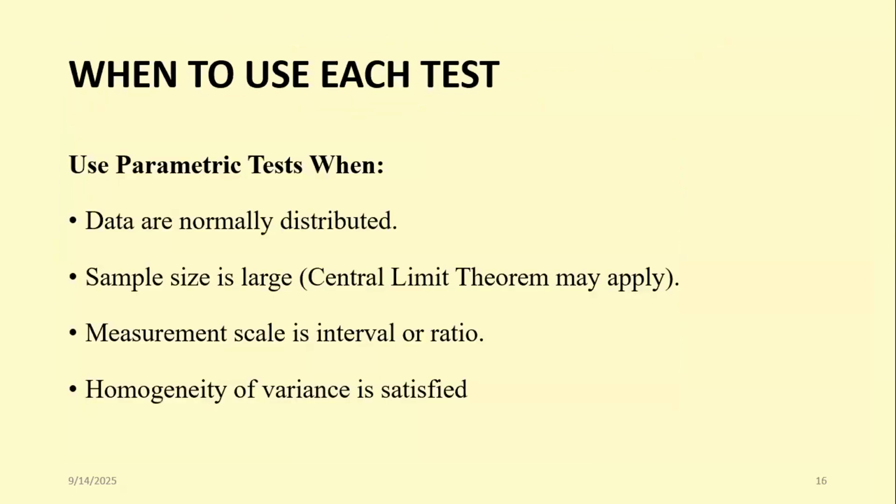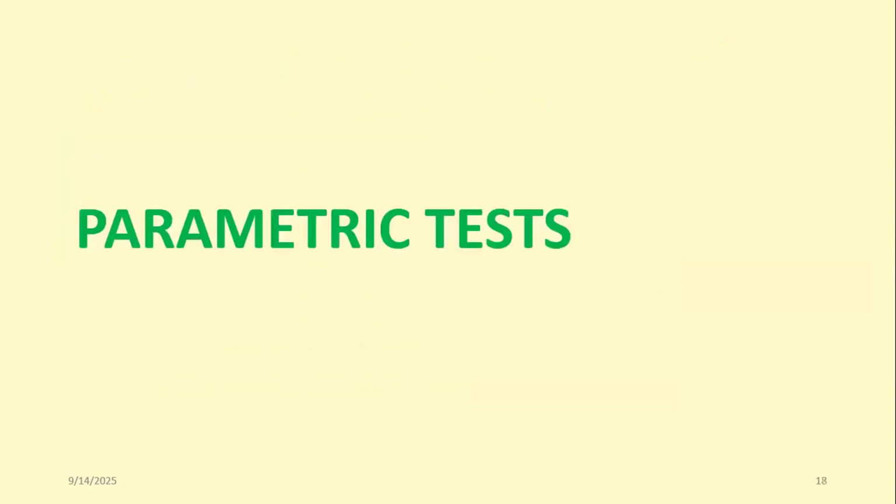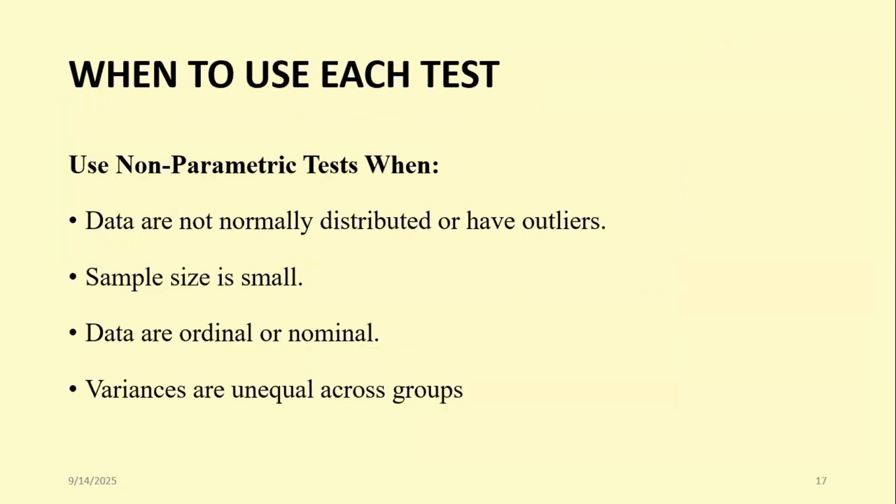I will give you the data, so that's why I'm rushing. I just want to reach the level of the analysis. That's why I'm rushing this one. So when to use each test, I have already written them. So you use non-parametric tests when what? Data are not normally distributed, sample size is small, data are ordinal or nominal, variances are unequal across groups.